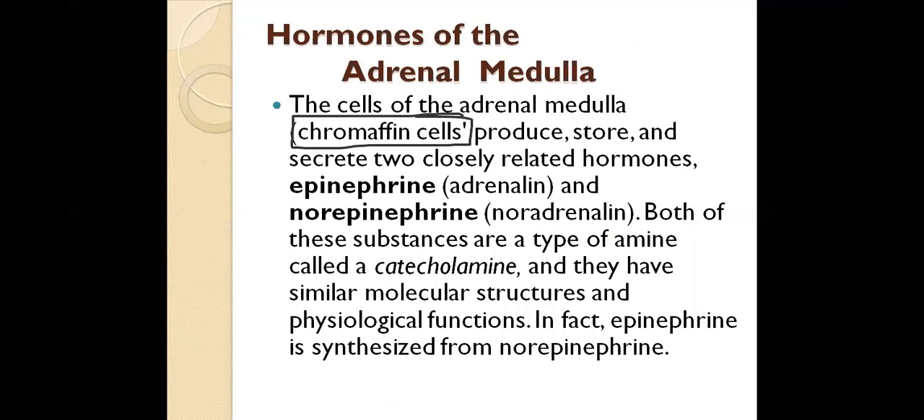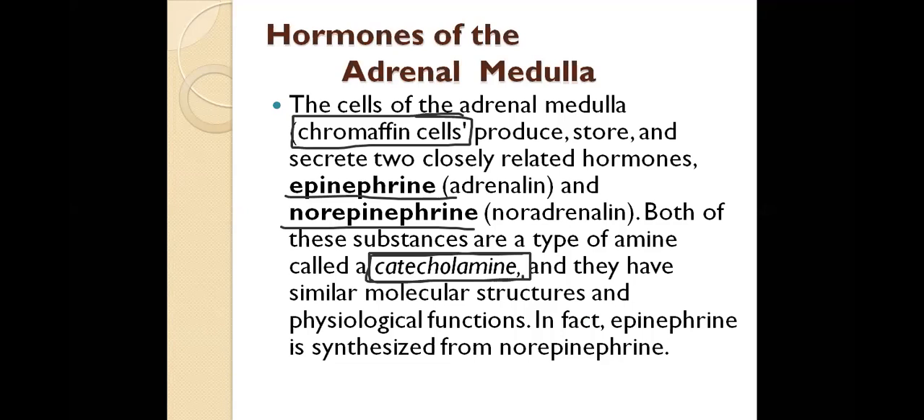The chromaffin cells of the adrenal medulla produce, store and secrete two closely related hormones. What are they? Epinephrine and norepinephrine. Epinephrine or adrenaline, norepinephrine or noradrenaline. Both of these substances are a type of amine called catecholamine. Putting in the boxes whatever is important: catecholamines have similar molecular structures and physiological functions.